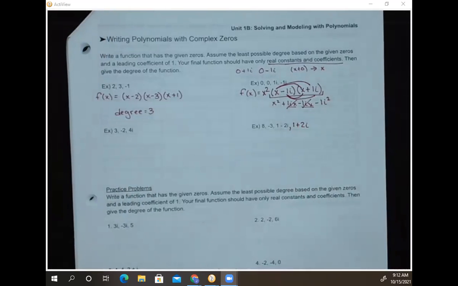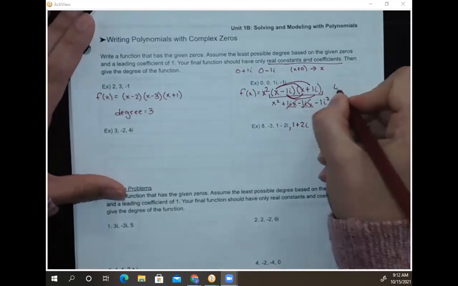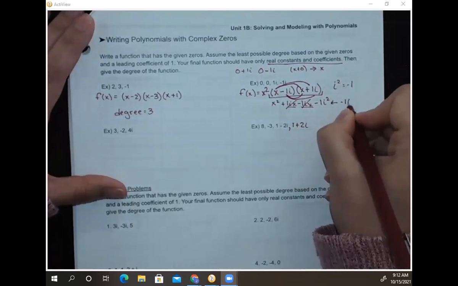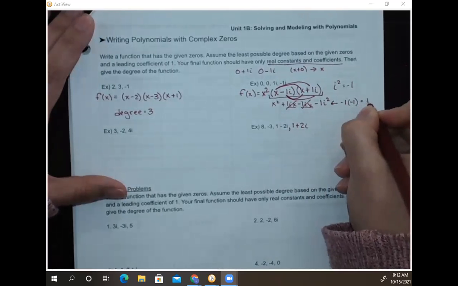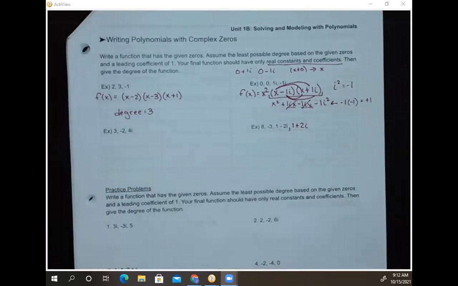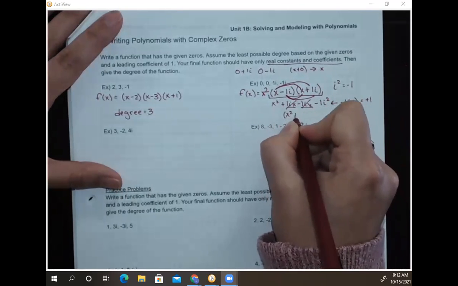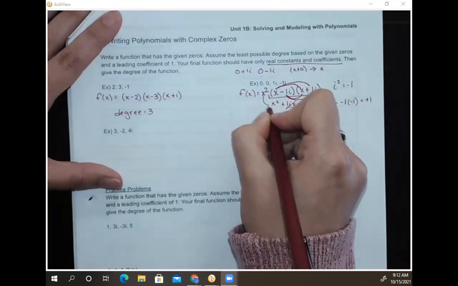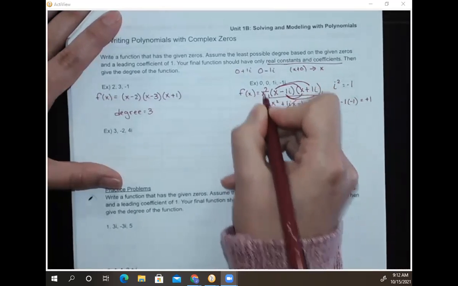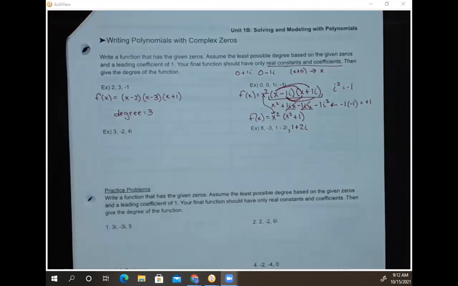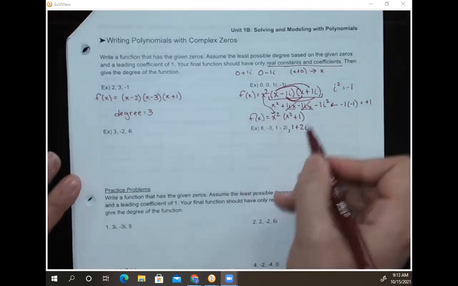What do we know about i squared? It's equal to -1. Since i squared is equal to -1, that means here, what I actually have is -1 times -1, which is +1, which is a real number, right? That's not imaginary. So what I actually get out of here would be x squared plus 1. I'm going to just plop down my x squared term that we had from before. And that is my function written in all real numbers. Anytime I give a function, I want to give it in real numbers. So that's my function that has all of these zeros, but written in real numbers.